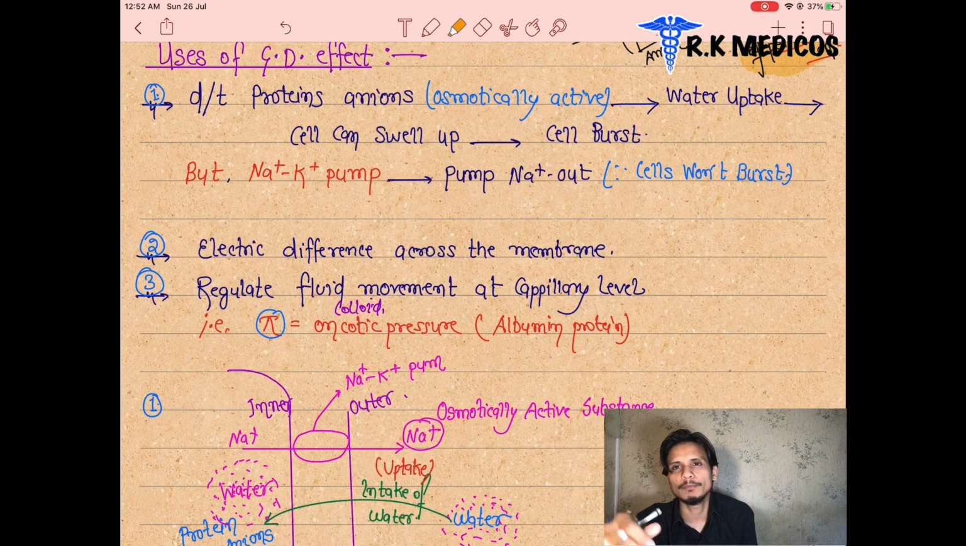Now I'm going to tell you that protein is an osmotically active substance, and all osmotically active substances are responsible for the movement of fluid towards them. It means all osmotically active substances are basically fluid lovers. They are going to attract the fluids. They are going to attract the water.